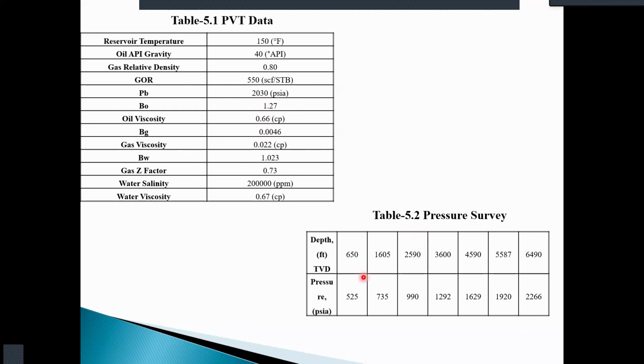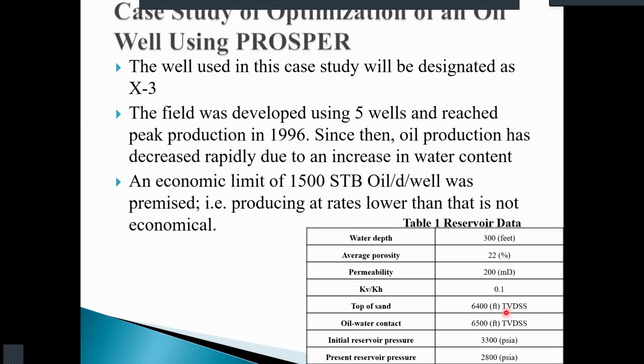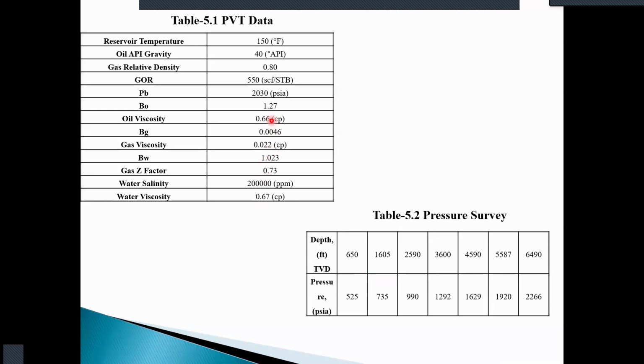So from the pressure survey, we have got these pressure profiles or the pressure values. From 650 feet it goes down to 6490 feet, up to the reservoir top, which is 6400 feet. So it could be maybe across the perforations. The pressure at the perforation is 2266 psi, the static pressure. So you can see the drop. So what is PB here? PB is 2030 psi. So when can you expect gas to come in? At the very first pressure point. Since 5587 is the depth at which pressure is 1920, we can expect gas coming out between these depths. So it is very critical to understand.